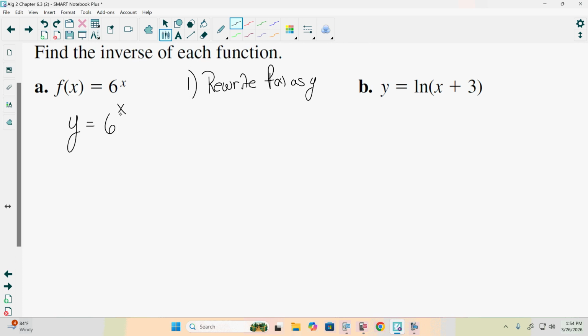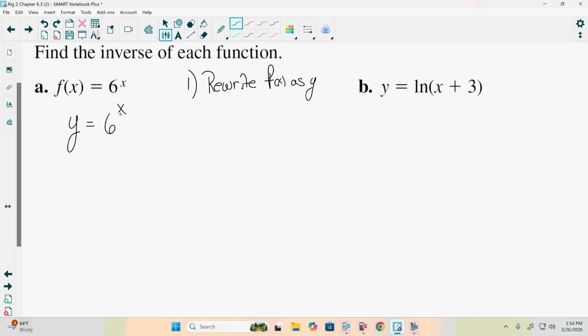Now I will say this, if it does not give us f of x form, we just have y, we ignore step 1. We don't have to change it. But this also means because we started out in function notation, we have to end in function notation. If we start off with f of x, we're going to need it at the end. It's not that bad, it's just going to be rewriting y as f inverse.